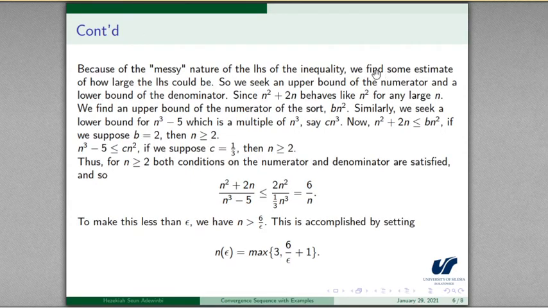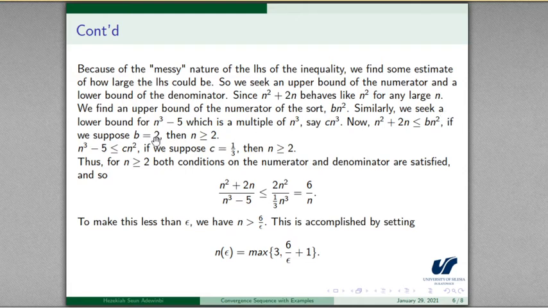So as I said in the first example, we'll find some estimate, that is, we seek an upper bound for the numerator and a lower bound for the denominator. Since the numerator is n squared plus 2n, it behaves like n squared for any large value of n. So we denote it by b n squared. Similarly, we seek a lower bound for n cubed minus 5, which is the denominator, and it behaves like this when n is large. Then we denote it by this. So n squared plus 2n is less than or equal to b n squared. Never forget, we are looking for the upper bound, and it is written this way.